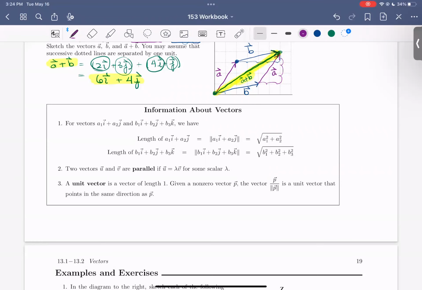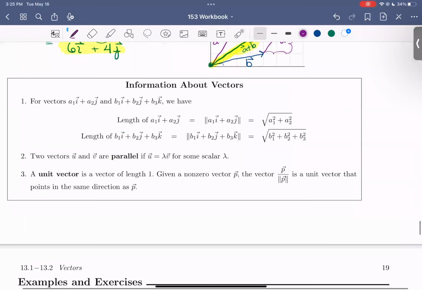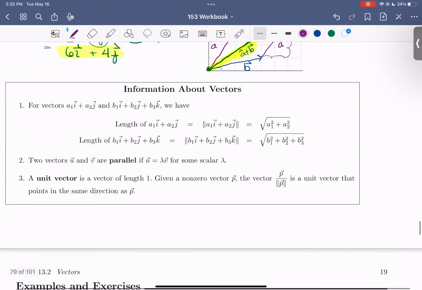In this video, we're going to summarize some of the important features about vectors that we saw in the previous preliminary examples. We're going to talk about vectors in both 2 dimensions and 3 dimensions. Let's let a1i plus a2j be a vector in 2 dimensions, because we have 2 components, i and j, and b1i plus b2j plus b3k be a vector in 3 dimensions.